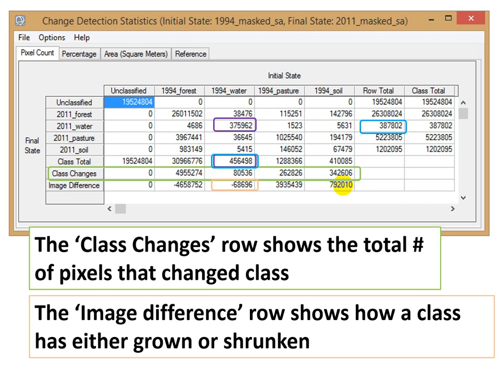But the purpose of this video was just to talk through how to interpret these different outputs. The image difference row shows how a class has either grown or shrunken between the initial state and the final state. Okay, I hope this is helpful, and good luck.